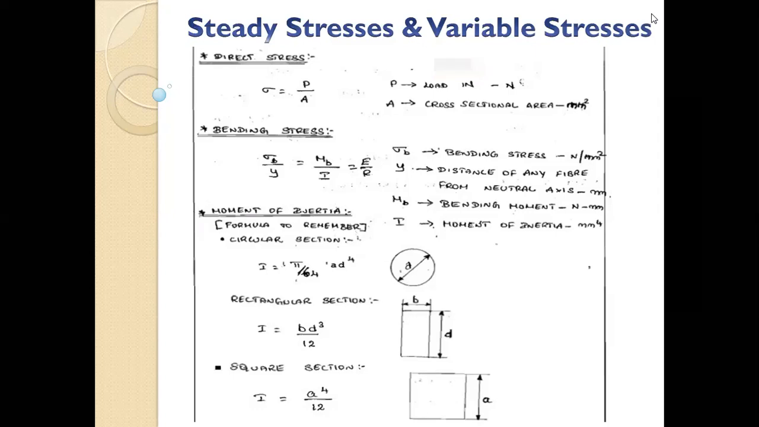What is the unit of this D? Basically, we took P, the load, in Newton. Sigma is Newton per mm square, so the area will be in mm square. From the area we are getting the diameter, so the diameter will be in mm.